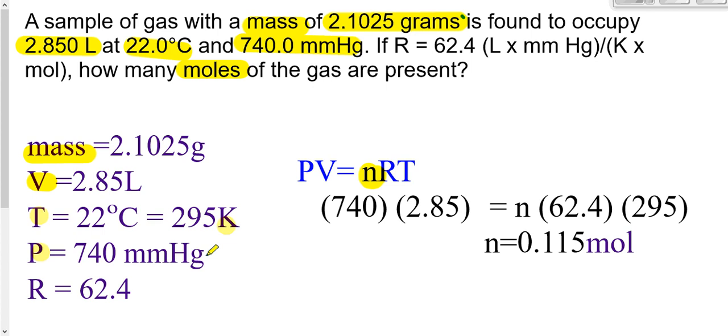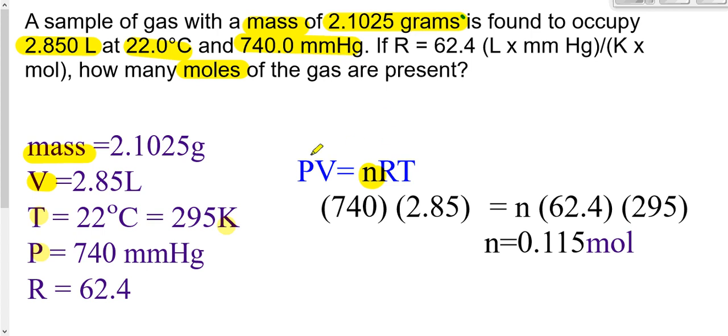Now, the question this time actually gives us the value we're going to use in place of R, which is great. A lot of times I won't. What I need you to do is look at the units for the pressure. We're giving you the units millimeters of mercury. So what I'm going to need you to do is to go to your cheat sheets and look up which R value do I use when pressure is in millimeters mercury, and it will tell you 62.4.